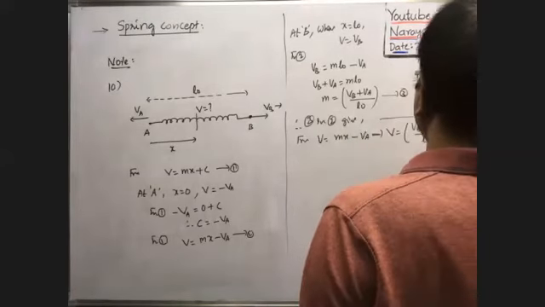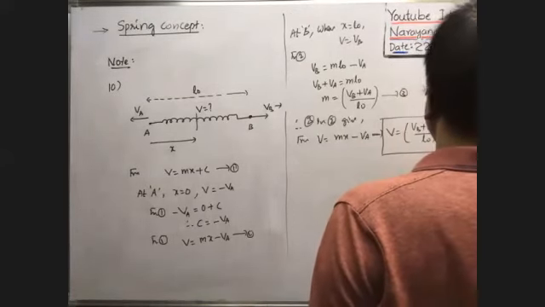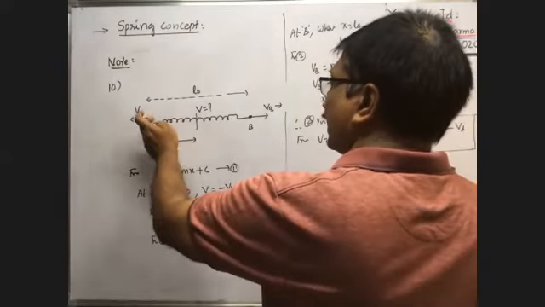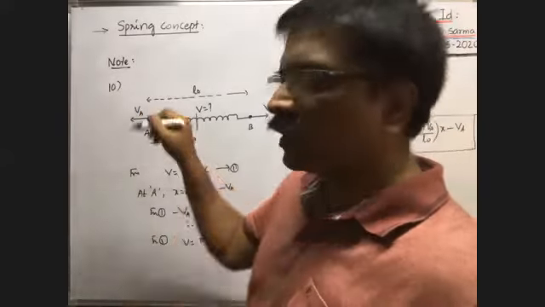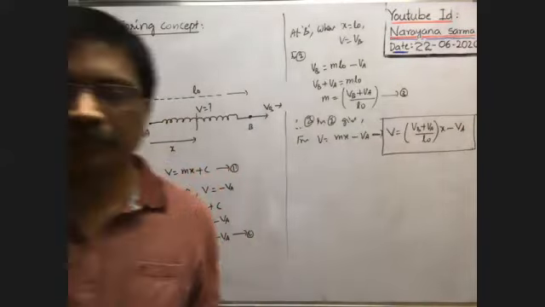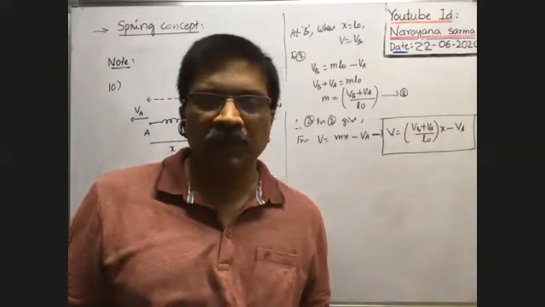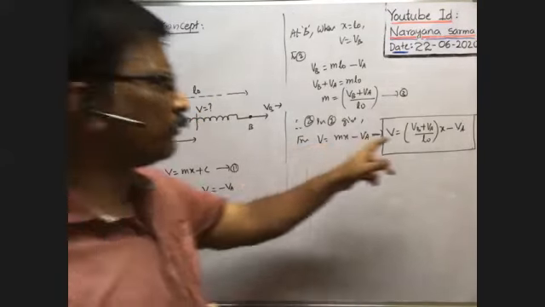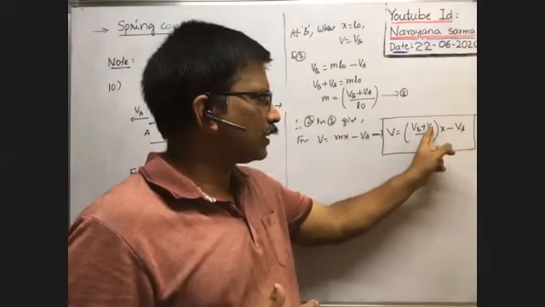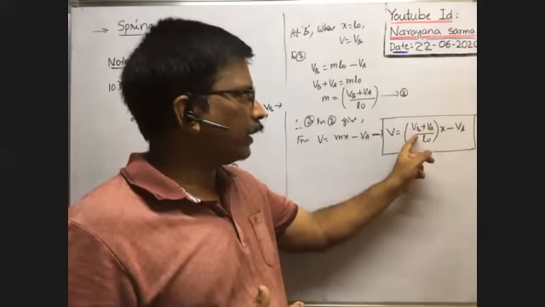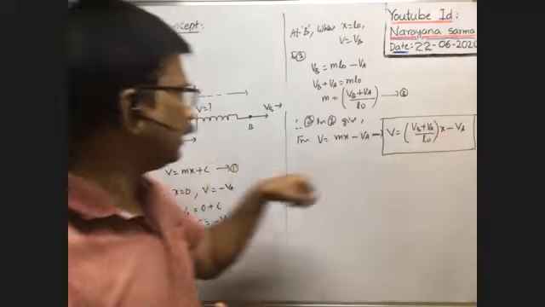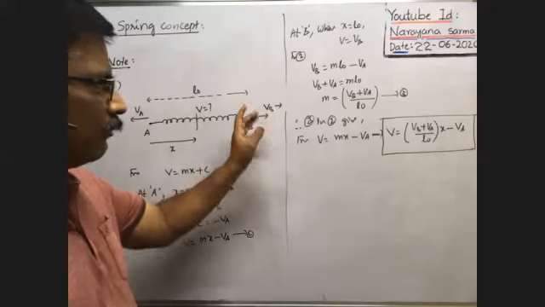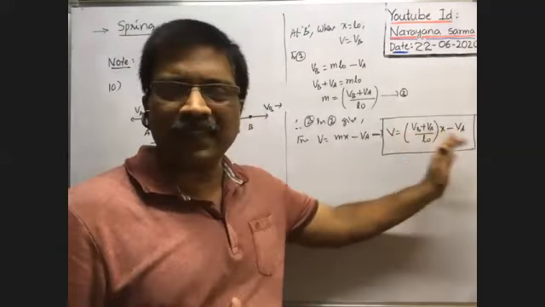This is the general formula for the velocity of a point of the spring at a distance x from the end A. Suppose this end is fixed, then VA is equal to 0. If you put VA equal to 0 here, then we will get VB by L0 into X. In the previous case, when this end was moving with a velocity V0, we got V0 by L0 into X. It is the general formula.